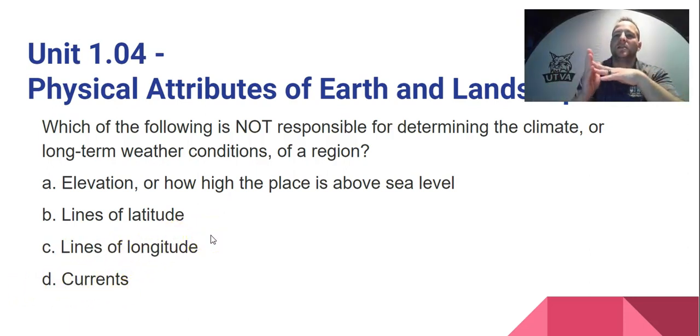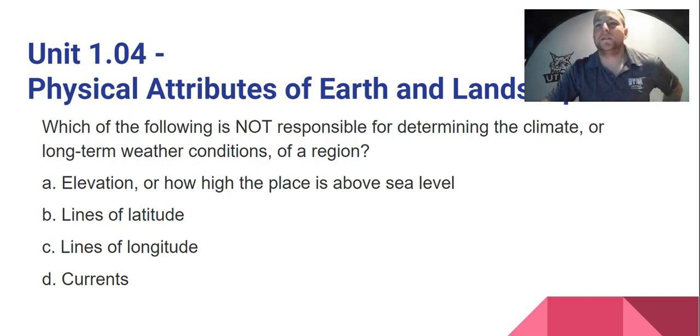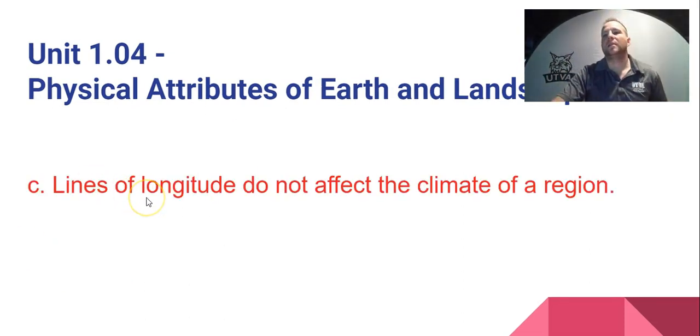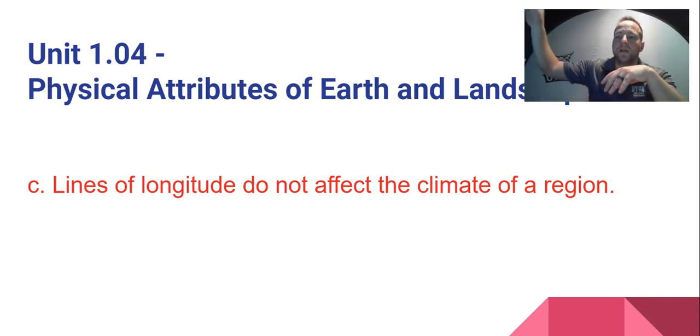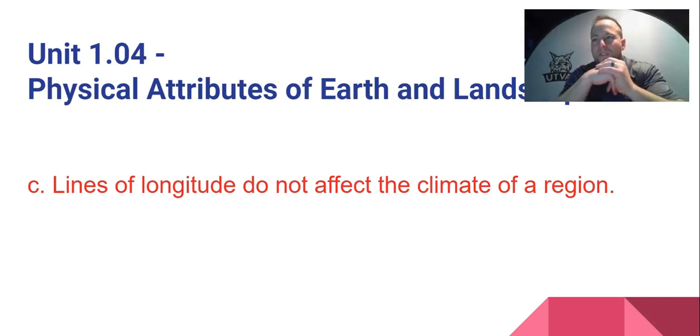Okay, so lines of latitude are how far away it is from the equator. Lines of longitude is just how far away it is from the prime meridian, and then currents are oceans. And the correct answer is... Okay, lines of longitude is the only one that doesn't do it. Elevation, how high above sea level it is. So you think about the mountains in Utah. The higher you are, the colder you are, right? Theoretically. So the higher you get, the colder it becomes.